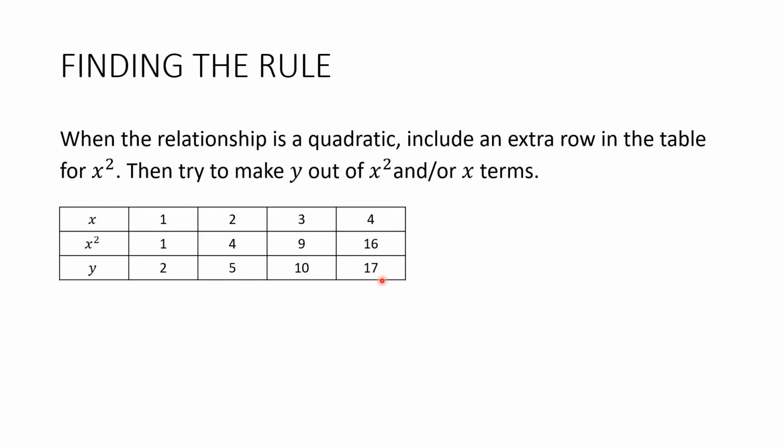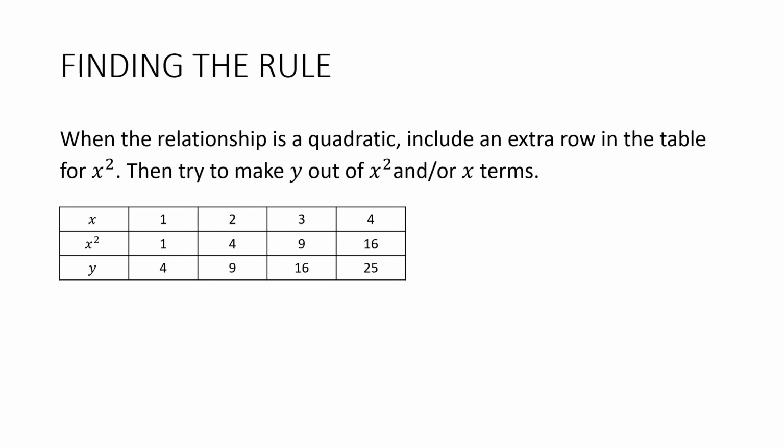So how is this row related to this one? How do I get from 1 to 2, and from 4 to 5, and from 9 to 10, and from 16 to 17? Can you see I just add 1? I'm going to do x squared plus 1. So here's our rule. Y is equal to x squared plus 1.